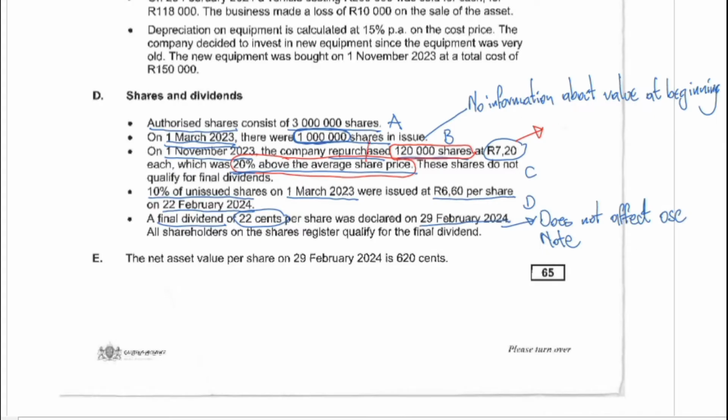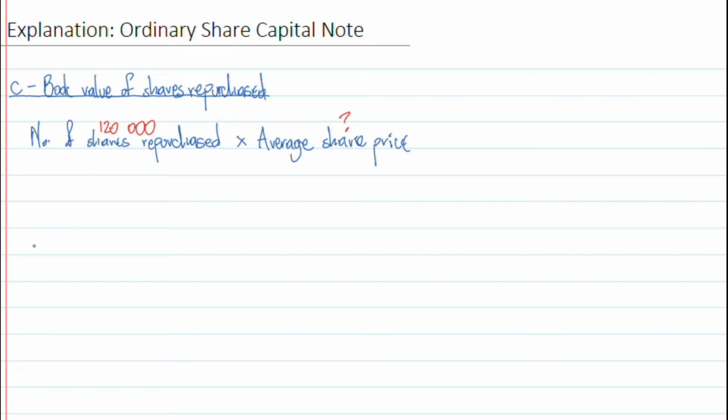So that means that if the average share price is 100%, the repurchase price is 120%. Because we have both the percentages, we can calculate the average price by saying average price equals repurchase price multiplied by average price percentage divided by repurchase price percentage.